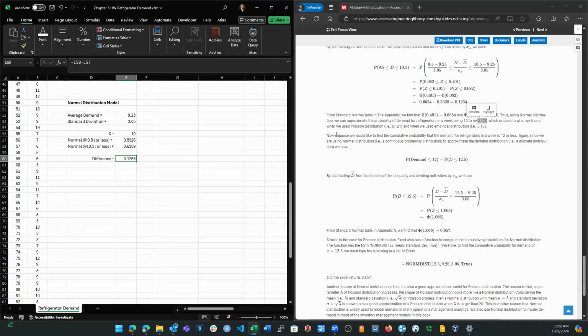There's one more thing here that the book looks at. It says, now suppose we'd like to find the cumulative probability that the demand for refrigerators in a week is 12 or less. Again, since we're using the normal distribution, which is a continuous probability, to approximate the demand distribution, which is a discrete distribution, we do these steps. And in this case, we're going to use that norm distribution again to find a cumulative probability of 12 or less.